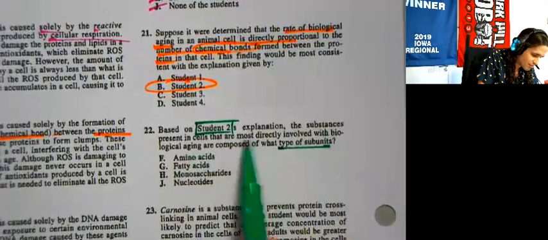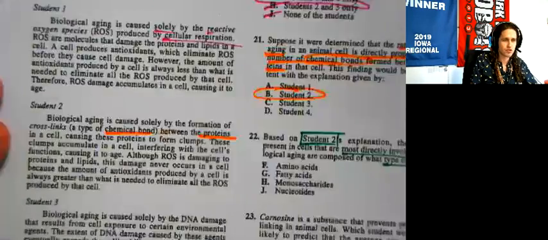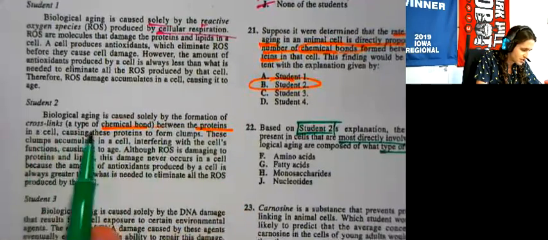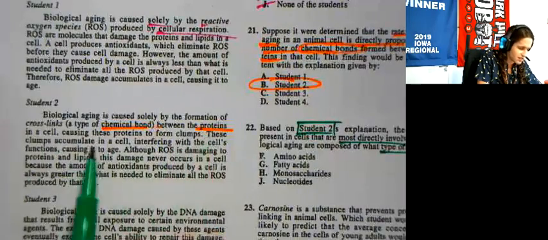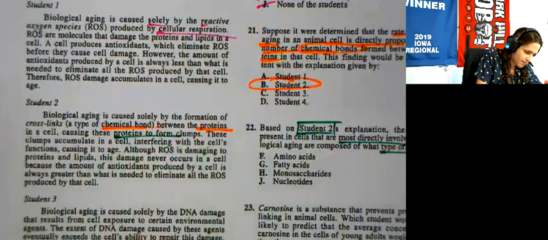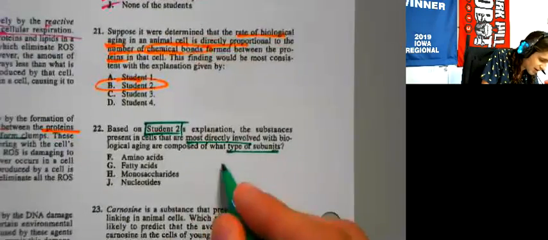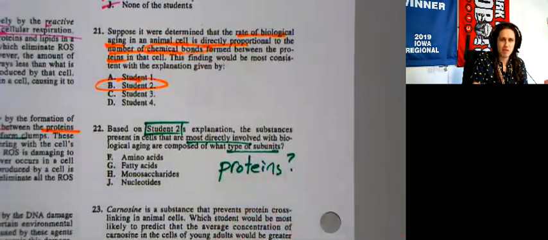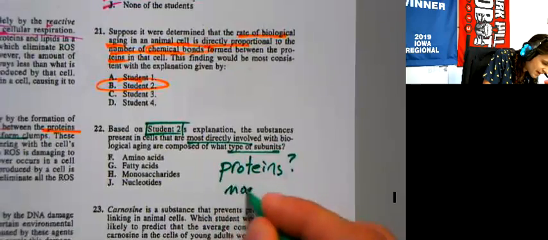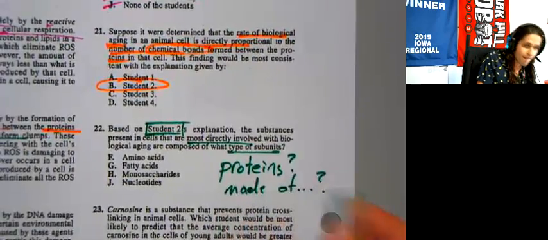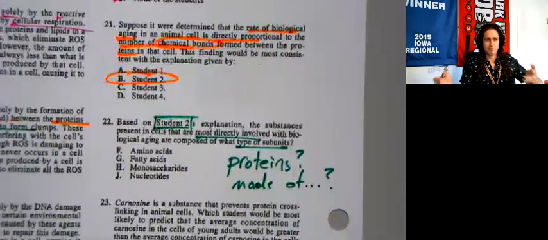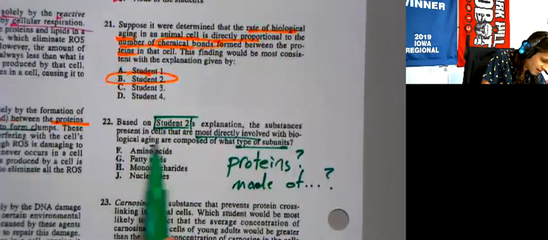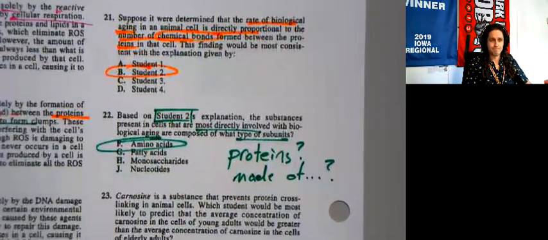All right, the substances most directly involved, so what is student 2 saying is most directly involved? Well, he says it's proteins that form clumps. All right, so what are proteins made up of? You gotta ask, what are they made of? Do you remember from Bio 1? You gotta have some prior knowledge here. Hopefully you recall that proteins are made up of amino acids.